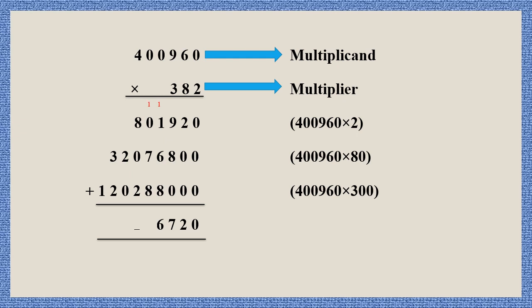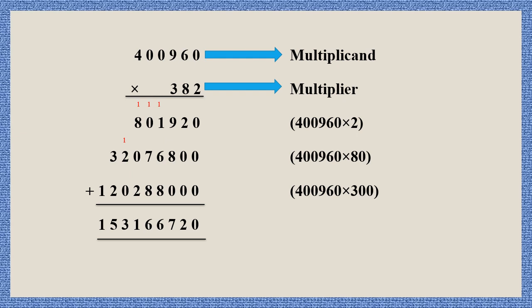Now 1 plus 7 plus 8 makes it 16. Again 6 is written in the answer and 1 is brought forward as carry above 8. 1 plus 8 plus 2 makes it 11. 1 is written below in the answer and the next 1 is written above 2 as carry. 1 plus 2 makes it 3. 3 plus 2 makes it 5. And this one will be written in the answer as it is.